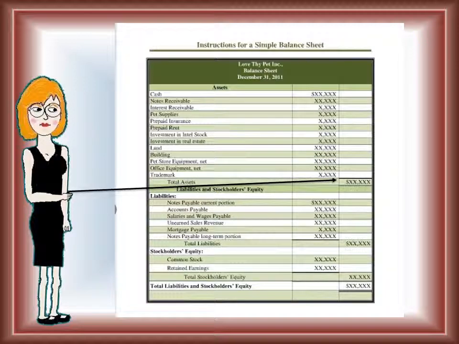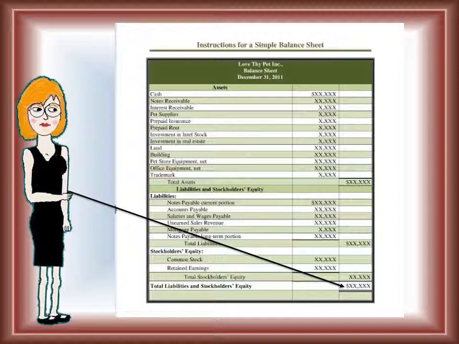Remember that total assets must be the same as total liabilities and stockholders' equity. Total assets is everything the company owns, and total liabilities and stockholders' equity is how you paid for those assets, whether it's cash or whether it's a trademark. You received the money by either borrowing it or through stockholders' equity. This ends my presentation on simple balance sheets.